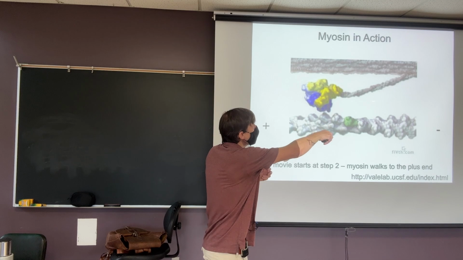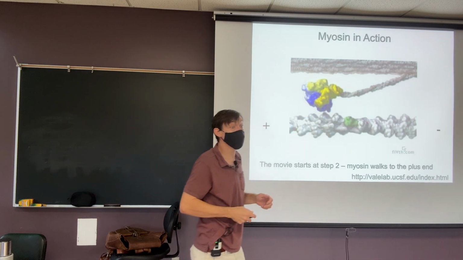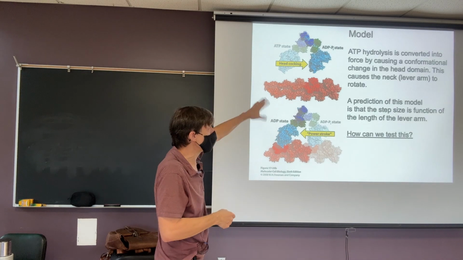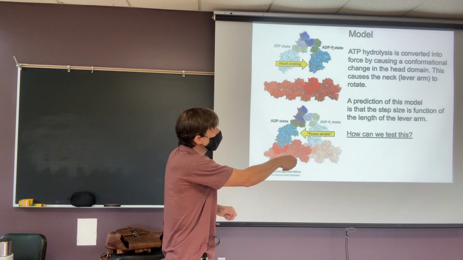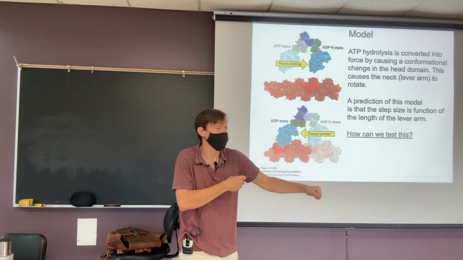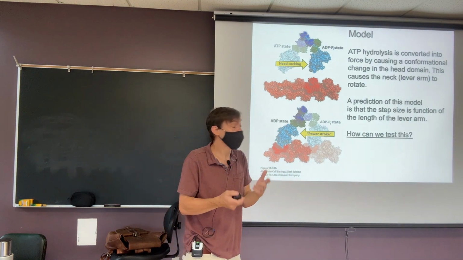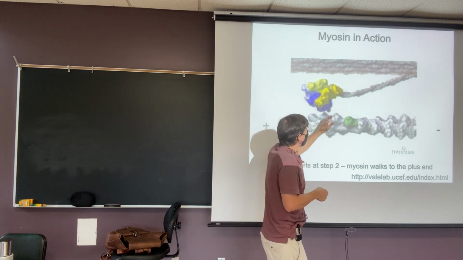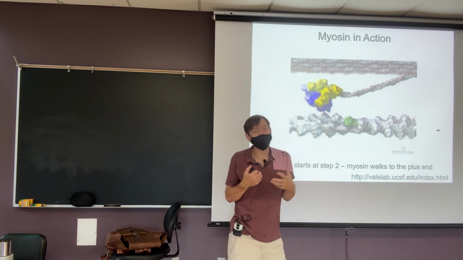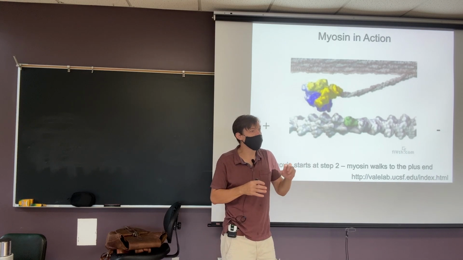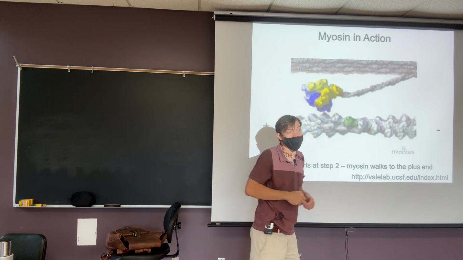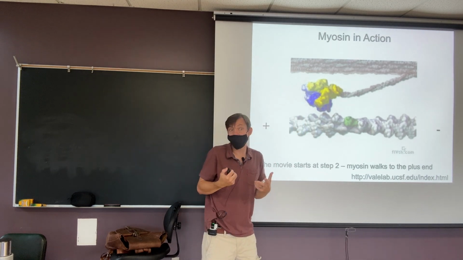And what you might imagine is this neck domain here might be important for that. And very much a prediction of this overall model is that step size is going to be a function of that neck domain, or the lever arm domain. And a question is, how can we test that? So we've got this working model that the step size of myosin is going to be a function of the length of this neck domain. How would you test that?